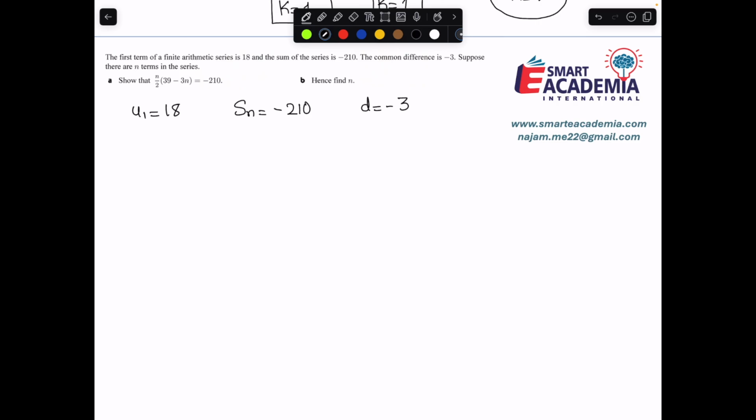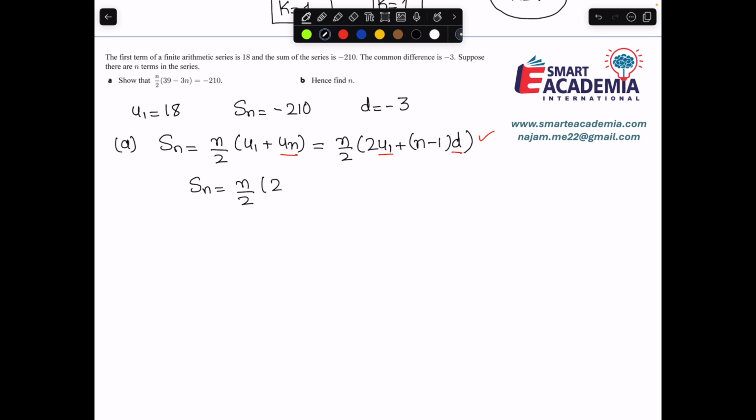equals negative 210. Now we know the sum of the series formula, we have two formulas: n over 2 (u1 plus un), and also it's equal to n over 2 (2u1 plus (n minus 1) times d). You can notice that we do not have the un term. So in this case, we do have u1 and d, which means this formula has more utility. So s of n is equal to n over 2 (2u1 plus (n minus 1) times d).